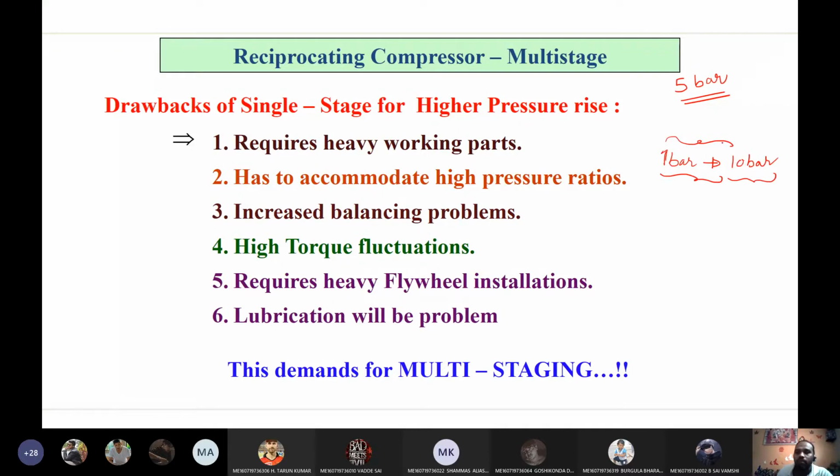So what is the first problem? The first problem is the size of the cylinder will be very bulky. The size of the cylinder will be very bulky, right? Now 1 bar to 10 bar means, see here, I'll explain in detail.